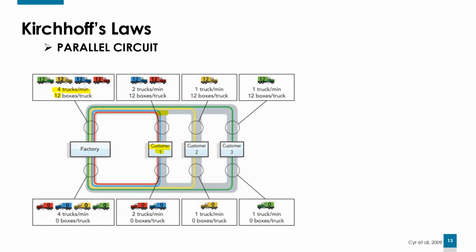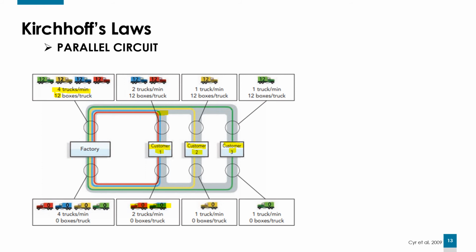So the blue and the red came here to deliver to customer 1, the yellow went to customer 2, and the green went to customer 3. So they follow different paths. What happened when the trucks came to customer 1? They delivered all the 12, all of it just to customer 1.